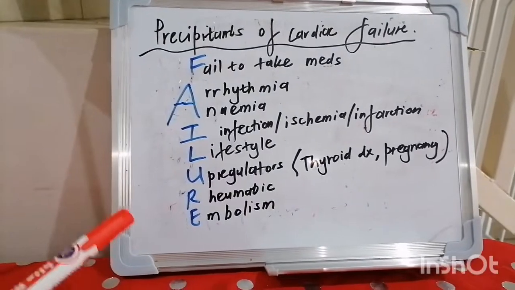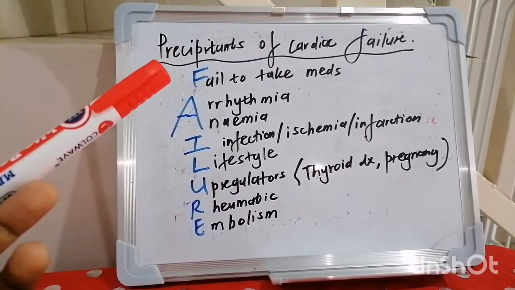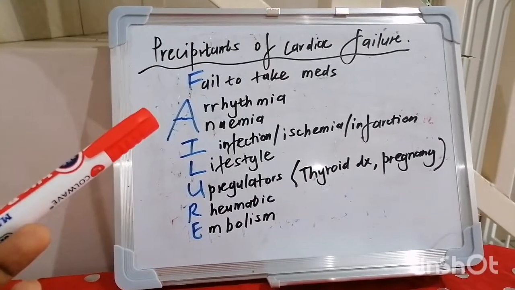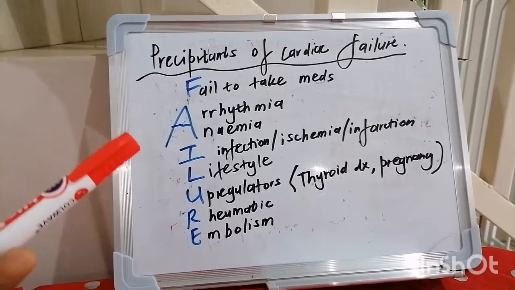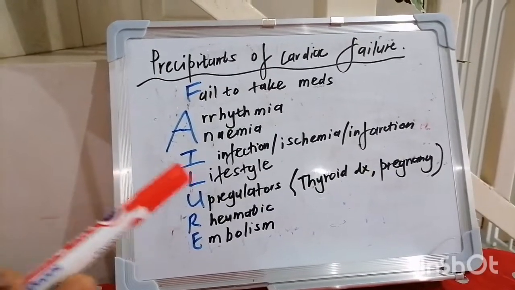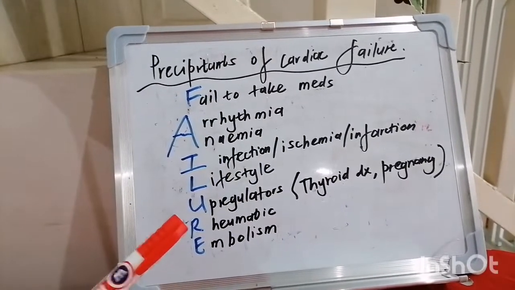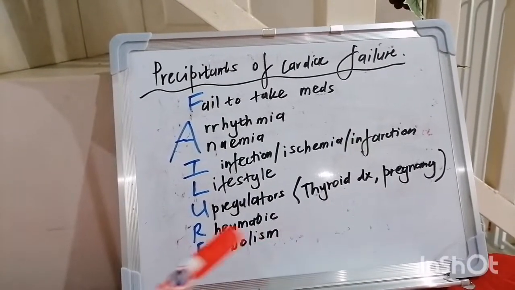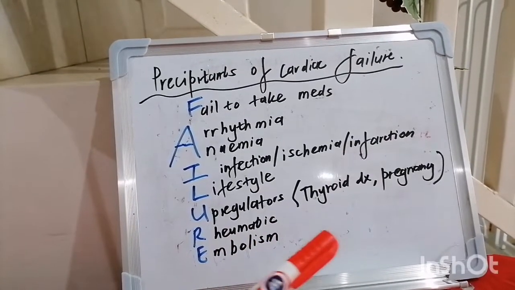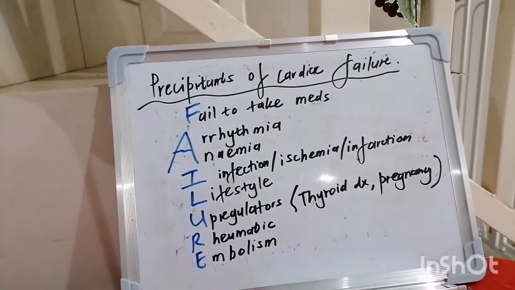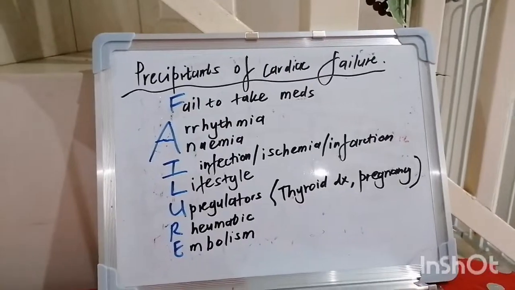Precipitants of heart failure: non-adherence, that's F, fail to take meds. A is for arrhythmia, commonly AF, but any arrhythmia really, and anemia. I stands for infection, ischemia, or infarction. L is lifestyle. U is for upregulators, both hypo and hyperthyroidism and pregnancy. R is rheumatic in the way of any acute valvular lesion. E stands for embolism.